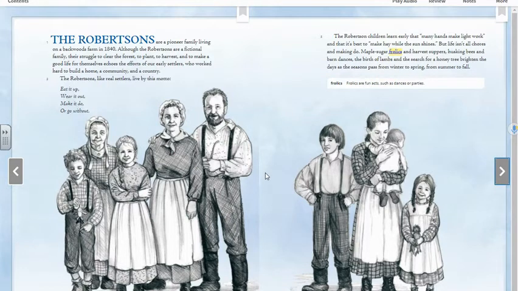When I look at this illustration of the Robertson family, I see that it is almost like a family photograph. It gives me an idea of how each of the characters looks, how many people are in the family, and about how old the people are.